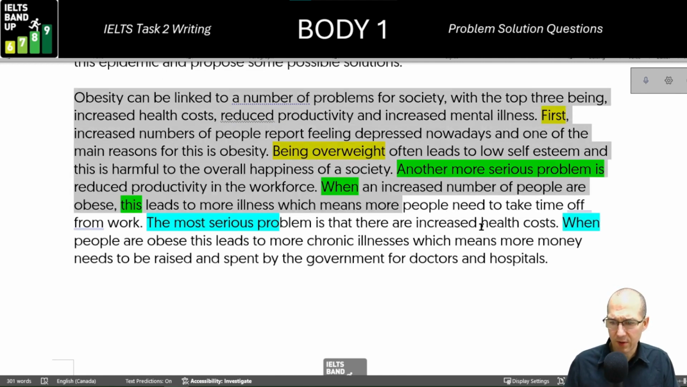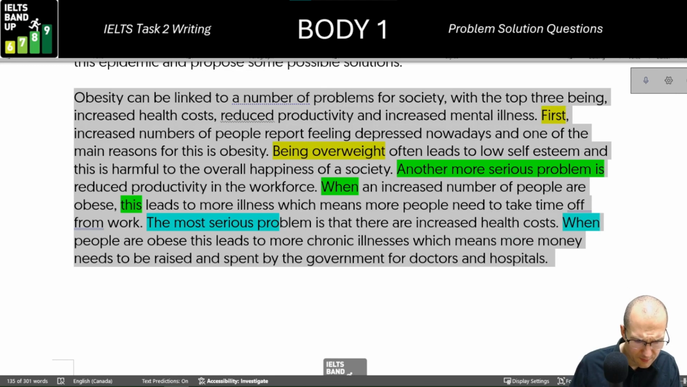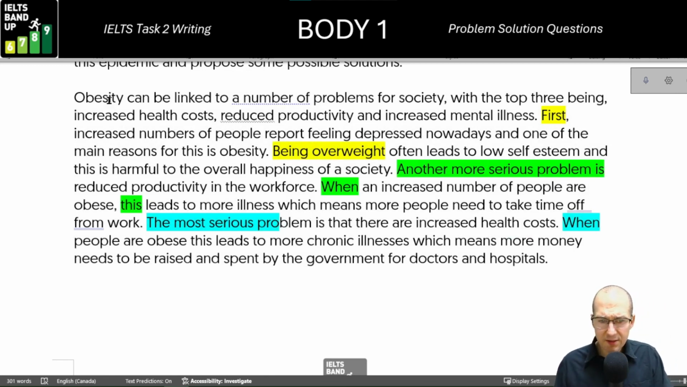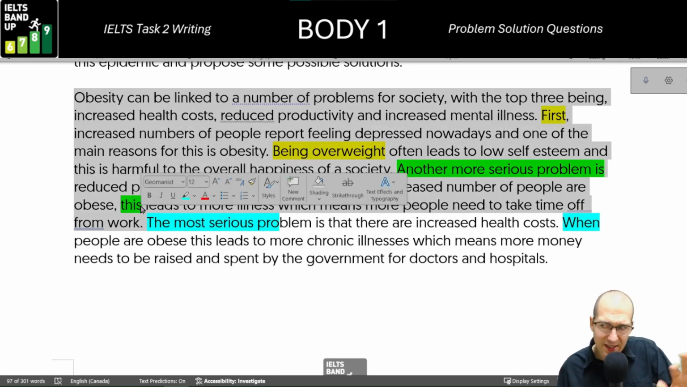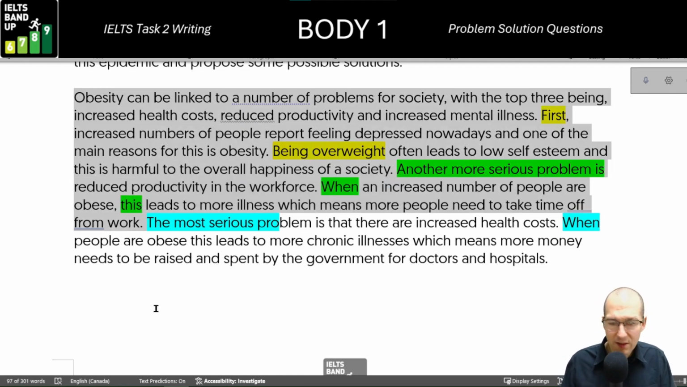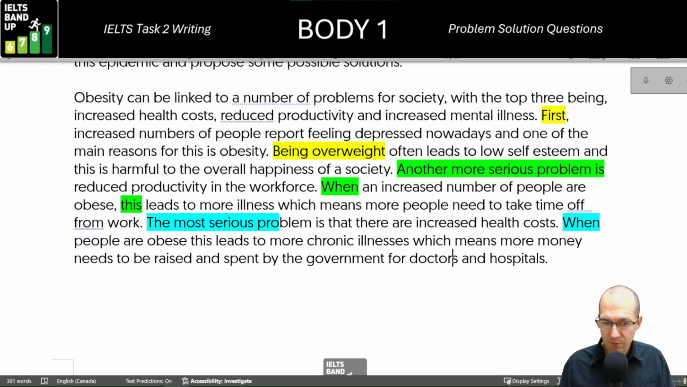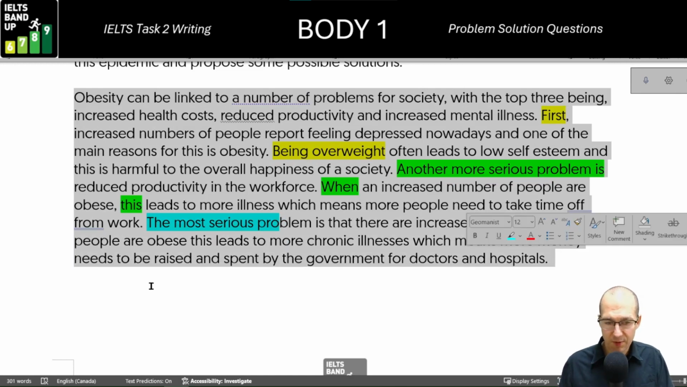Let's see how many words this is. Okay, it's 135. That's great. Now, if that looks a little scary, remember, you're trying to get like a band 6 or 6.5. Well, this is 97 words. Very possible you can write a body paragraph that's around 100 words. But if you're going for something higher, this is what we're shooting for.